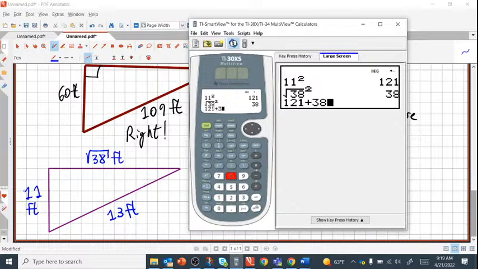121 plus 38 now. Okay, I got 159. Excellent. So then you're going to go down 13 squared, and then you're going to say 169. Perfect. Now, here's the question I got for you. We know it's not right because the area on these squares don't add up to the area on this square. But do I know if that's acute or obtuse now? How come?